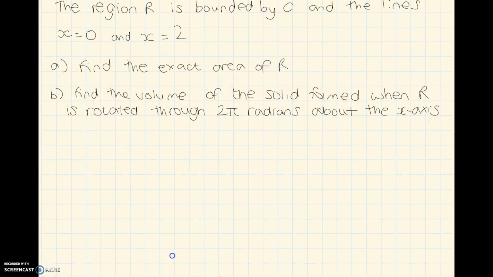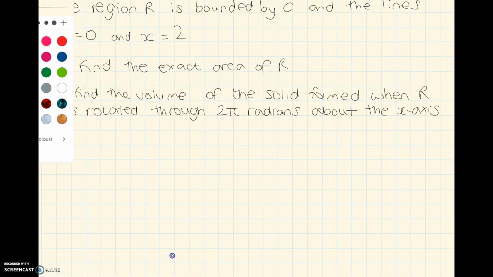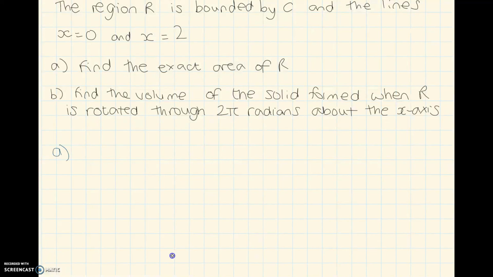Okay, if we start with part A, if we're trying to find the area of R, that will be the integral from 0 to 2 of y with respect to x. But remember, when we're doing parametrics, we can't differentiate with respect to x. So what we need to remember from the chapter before is that the integral of y dx is the same as the integral of y times dx by dt.